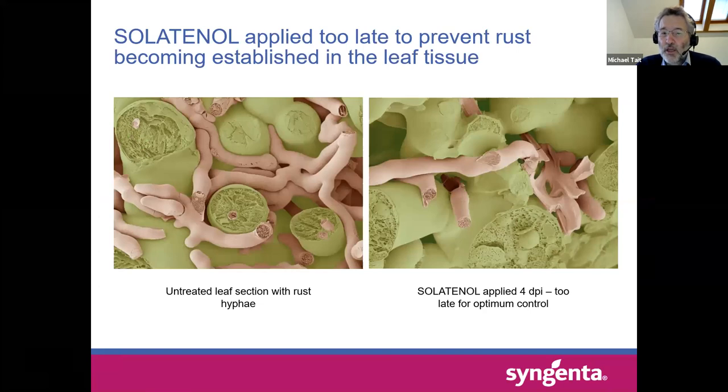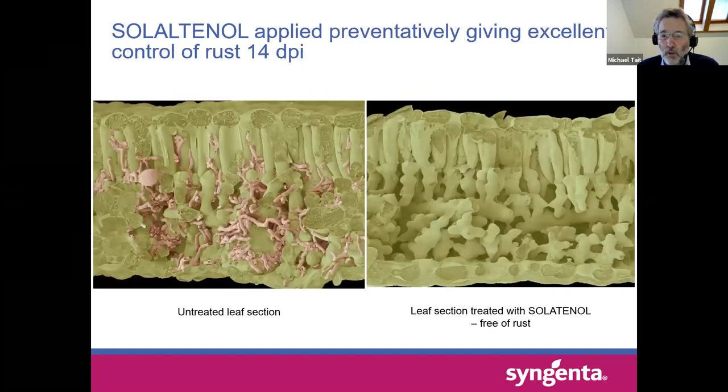On the left here, you can see, again, a section where rust has got established within the leaf structure. And on the right-hand photograph, you've got a picture where solatenol was applied, but it wasn't applied until a bit too late, so some disease has managed to get into the leaf structure. Again, it comes back to the importance of preventative timing in order to optimize the activity that you will get from this product when we get the approval. And you can see here, for example, on the left-hand side, rust widely established within the leaf structure, causing a great deal of damage. While on the right-hand side, you've got a leaf section where solatenol was used preventatively, and it's completely free of rust, although it was under the same disease pressure as the leaf on the left-hand side.